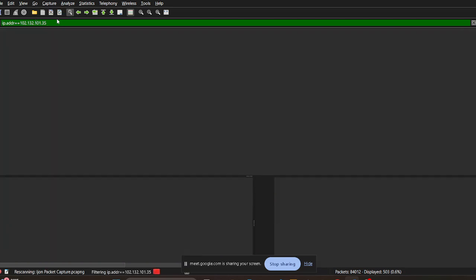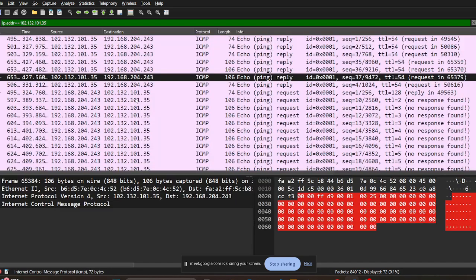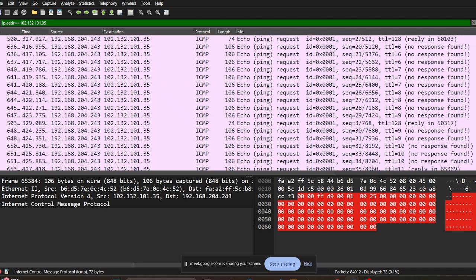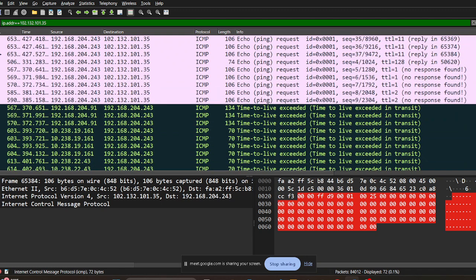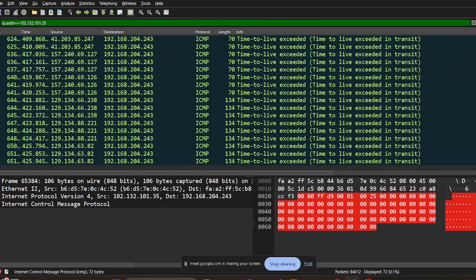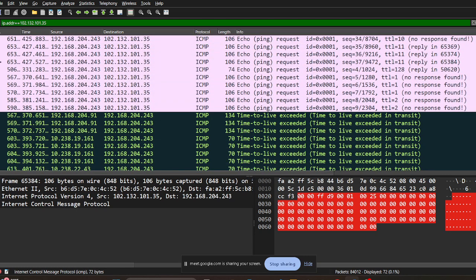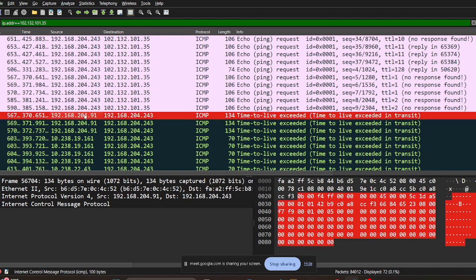So I want to filter my communication with facebook.com. Yeah, so this is it. I think we only did ping that day. And we did traceroute too. Yeah, we need traceroute.